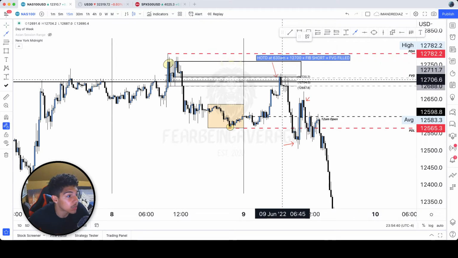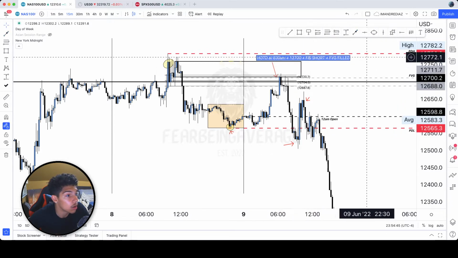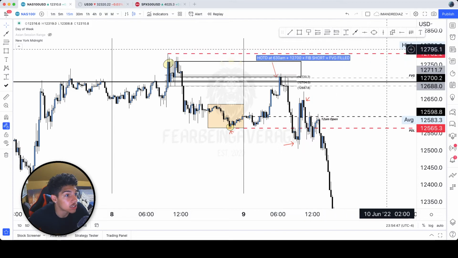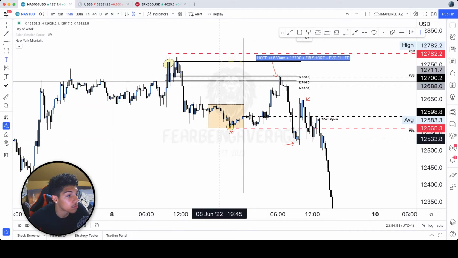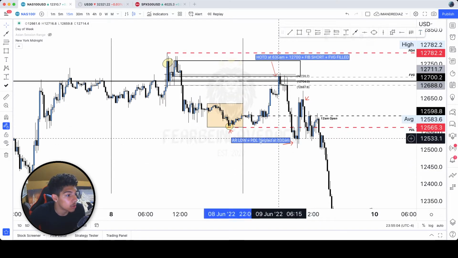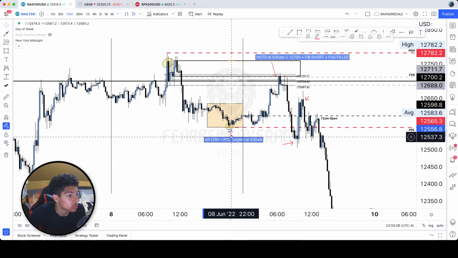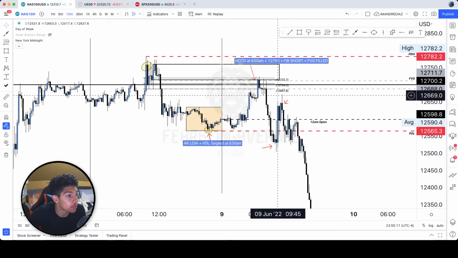After price created this high of the day, price then ran below, targeting the Asian session low, along with the previous day's low. So we have the Asian session low and the previous day's low targeted at what time? 8:30 in the morning. Let's annotate that. Asian range low plus previous day's low targeted at 8:30 in the morning. That is when we ran the liquidity below these lows. And from there, price came down and created this low at 9:30 in the morning.